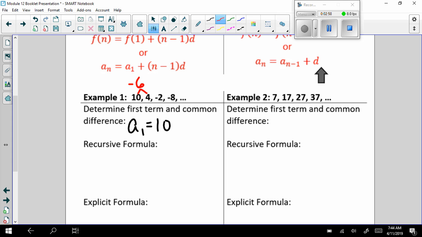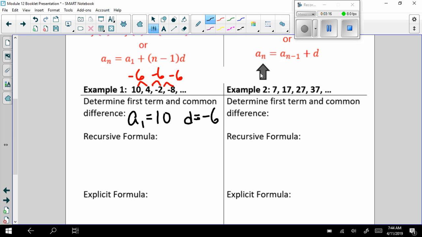Now what I'm actually going to say is I'm adding a -6 because I always want to think about what am I adding. So to get to each term there, I am subtracting 6. I think of it as adding a -6, so my common difference is -6.